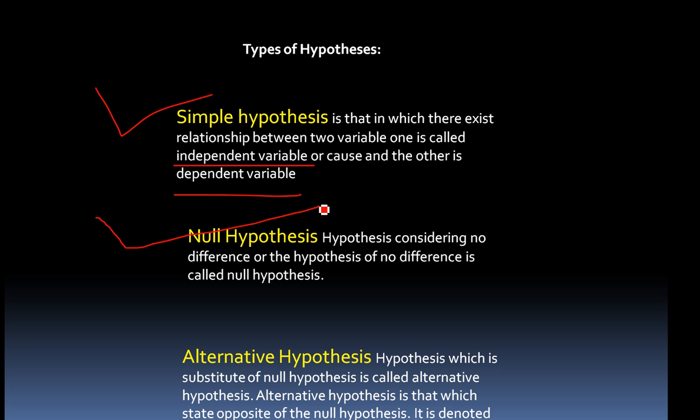Next is null hypothesis. Null hypotheses are hypothetical models used to test the research hypothesis. It is also considered the reverse of the research hypothesis. A hypothesis considering no difference, or the hypothesis of no difference, is called the null hypothesis, and it is denoted by H0.